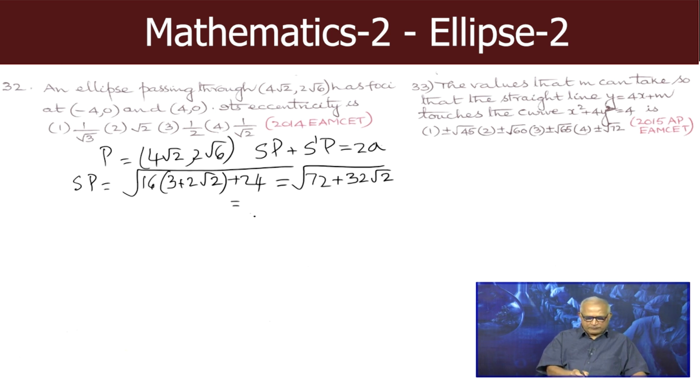This is equal to, 72 can be split as 64 plus 8 plus 2 into root of 64 into 8. I think I am clear. This is in the form x plus y plus 2 root xy. So, this is equal to root 64 plus root 8.